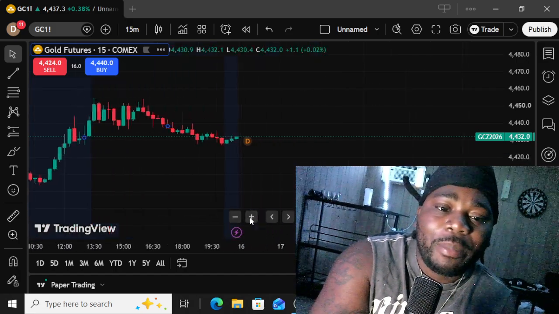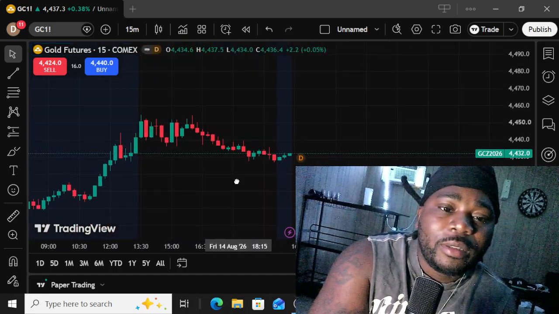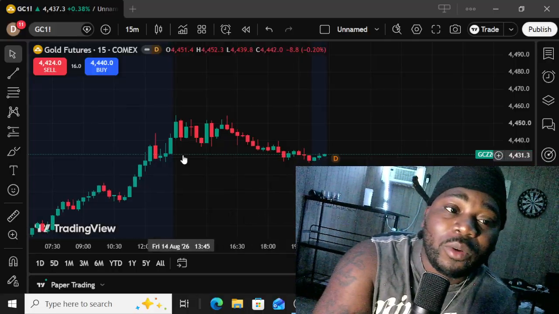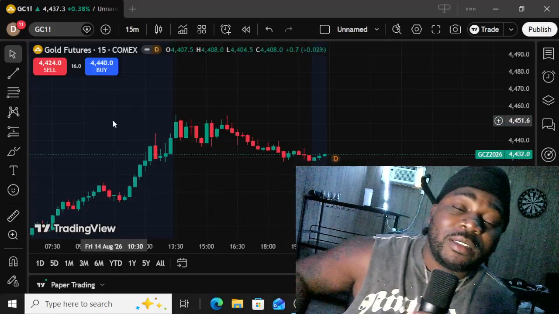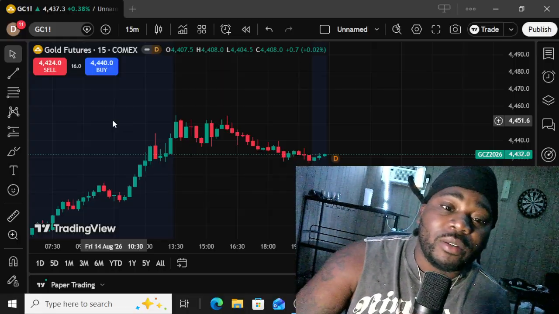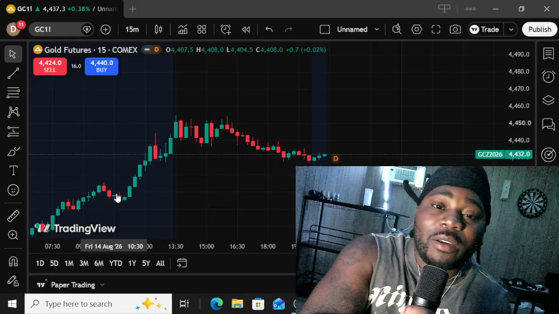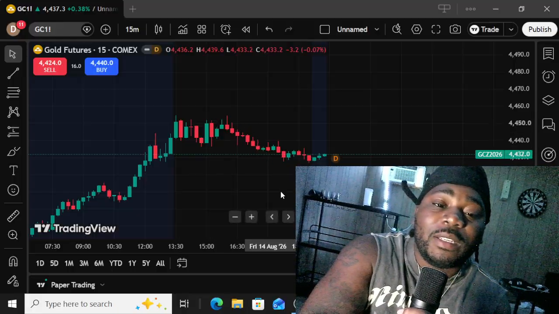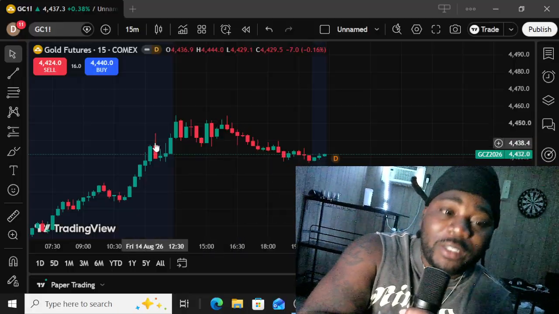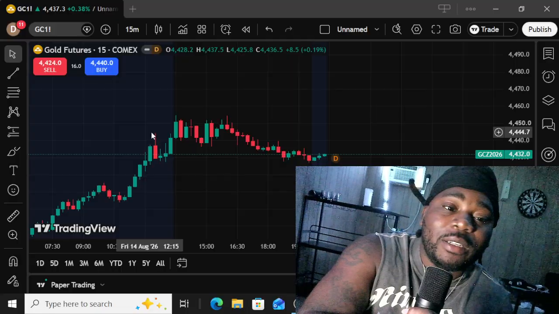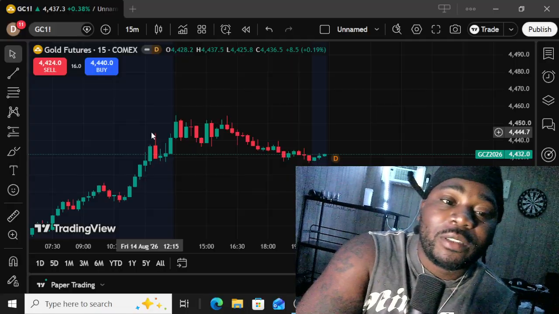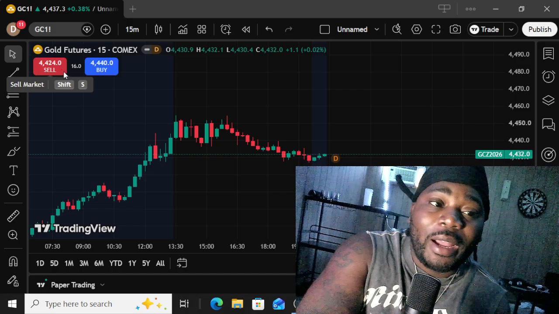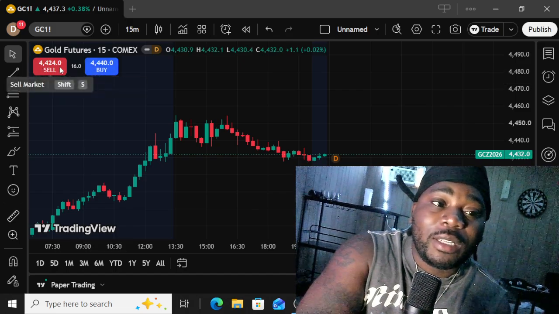You can't just hop in and hop out thinking that you know what you're doing. You've got to really know what you're doing. There are different strategies for each one of these candles. Once you learn how to read the candles, it's going to be beneficial to you to let you know whether to buy or sell.